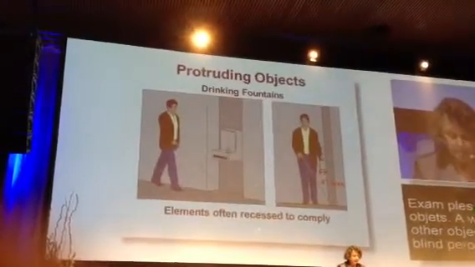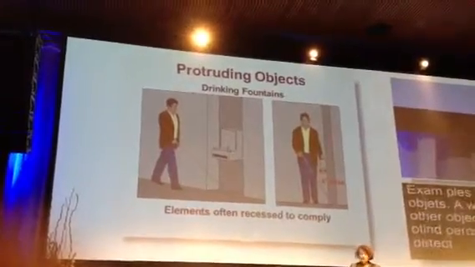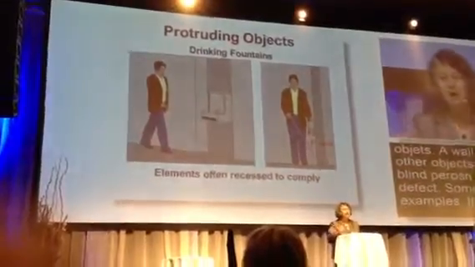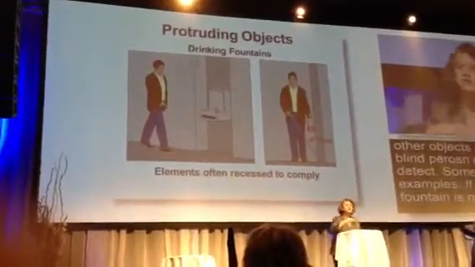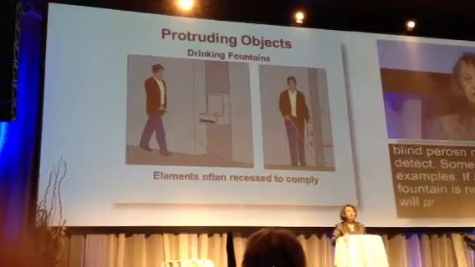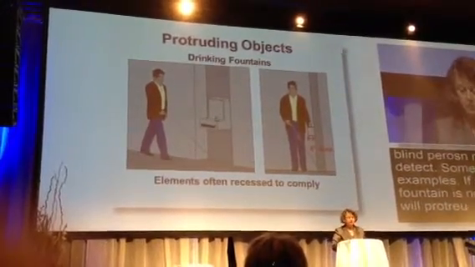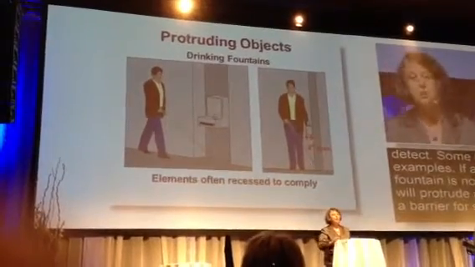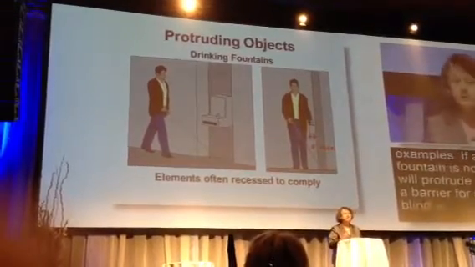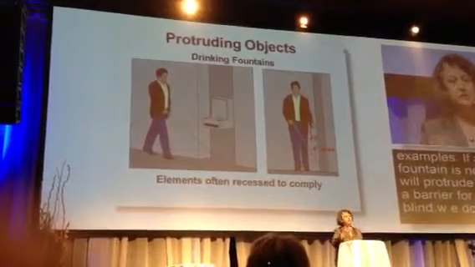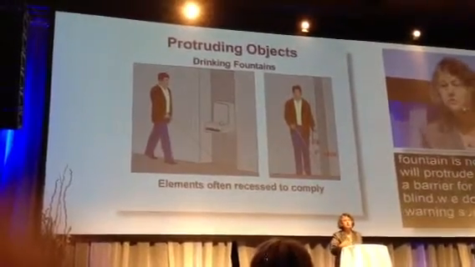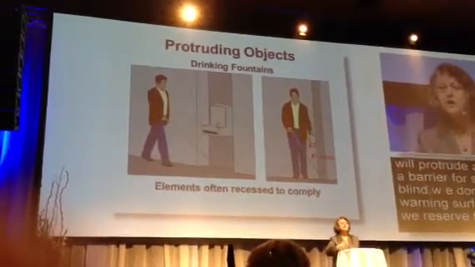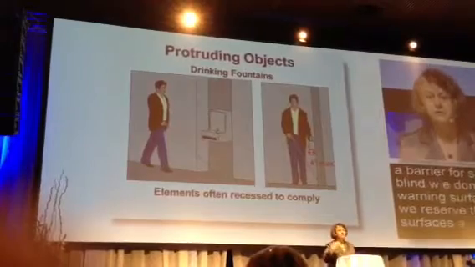Okay, so here are some other examples. If a drinking fountain is not recessed in an alcove, for example, it will protrude into the circulation path and could also present a barrier for someone who is blind. We do not use tactile warning surfaces to warn of protruding objects. I know some countries do, but in the US, again, we reserve the detectable warnings or the tactile warning surfaces for a notice to the blind person that they are about to conflict with motor vehicles.